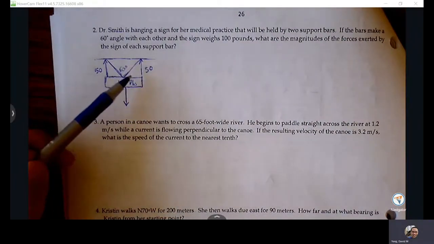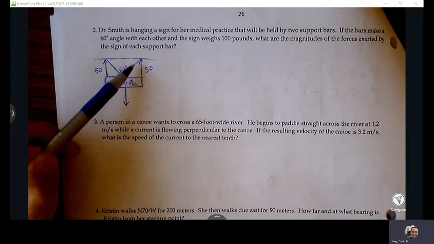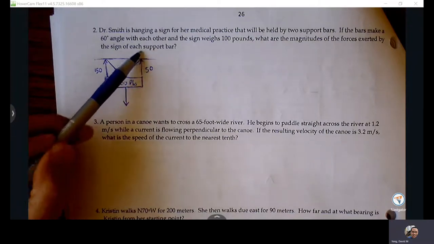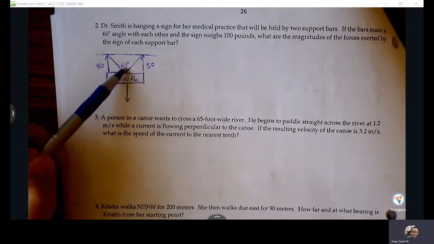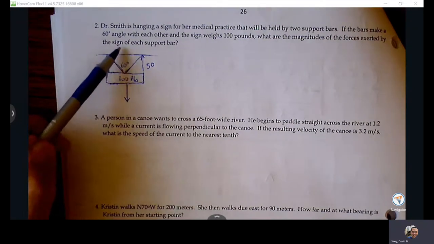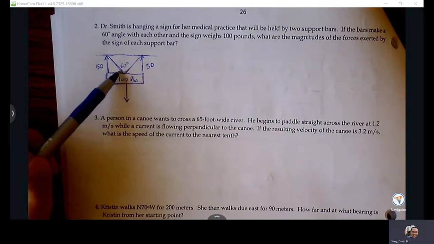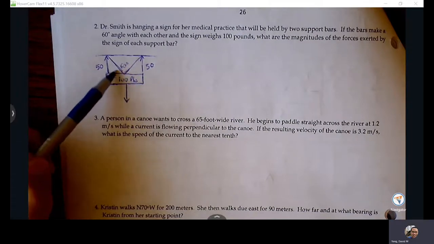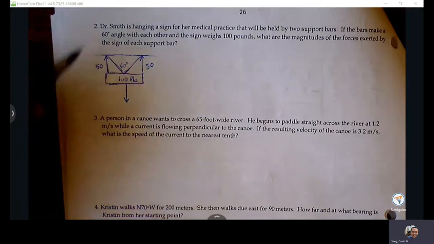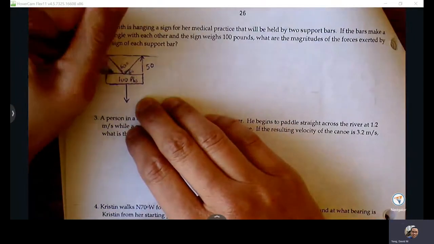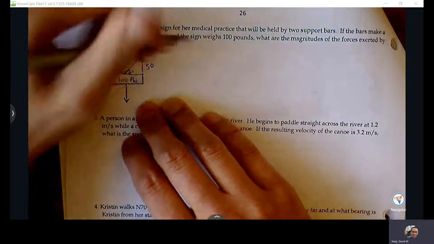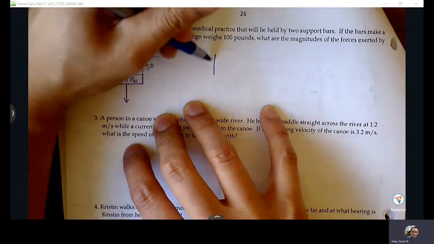So we're just going to focus our attention on one of the triangles because we just need to figure out what's the magnitude exerted on the sign of each support bar. So we just care about one of the support bars. But everything should be symmetrical here. What do you think the angle measures are for these angles here? 60, right? 60, 60, 60. We know that ultimately if it's across a horizontal line, it'll be 180 degrees. So you know, all these are 60 degree angles. So I'm just going to focus my attention on one of the triangles.